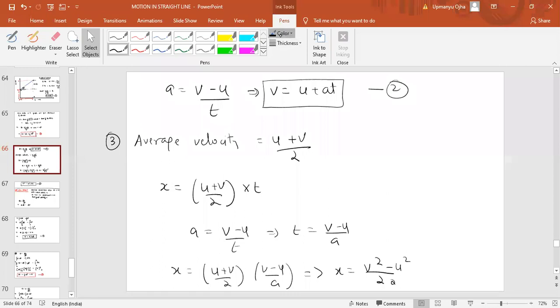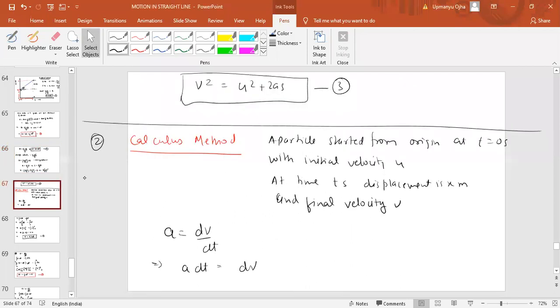Fine. So area of trapezium is displacement of the velocity time graph, that is v plus u by 2 into t. Okay, fine. Then after substituting all these values, we are getting this equation: v square minus u square equal to 2as. Okay, so we got all the three equations of motion.